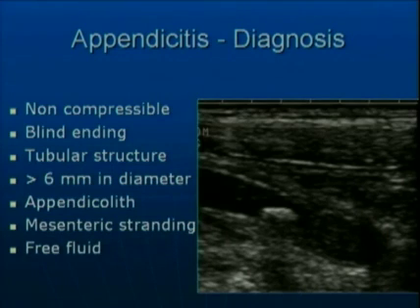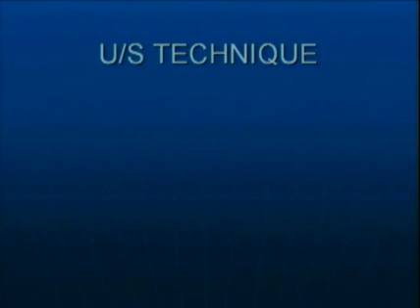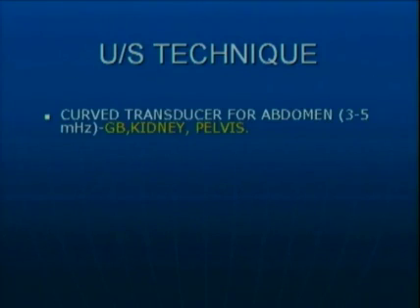So, a non-compressible, blind-ending tubular structure greater than 6 millimeters in diameter with an appendicolith and mesenteric stranding sometimes and free fluid sometimes. Ultrasound technique: I use a curved transducer, not really initially first for the appendix, but for other things, because we really don't know the etiology of the pain.